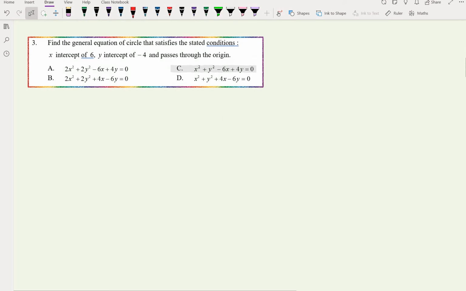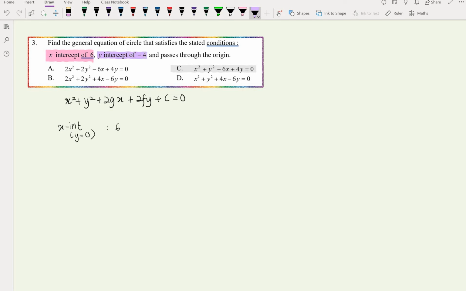Alright, so next untuk soalan nombor 3. The question asks us to find the general equation. Ingat, general equation kita adalah x square plus y square plus 2gx plus 2fy plus c is equal to 0. Yang mana this general equation of this circle must satisfy the stated condition. The first condition adalah we are going to have x-intercept is equal to 6. So ingat, x-intercept means y kita is always equal to 0. So x-interceptnya 6.